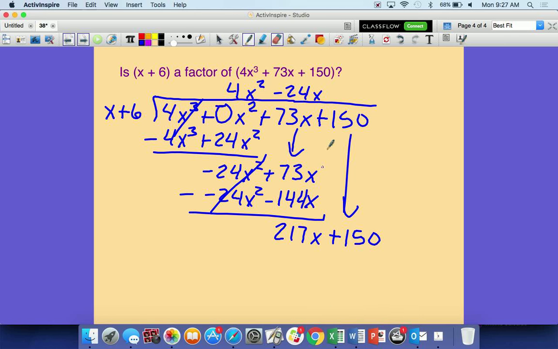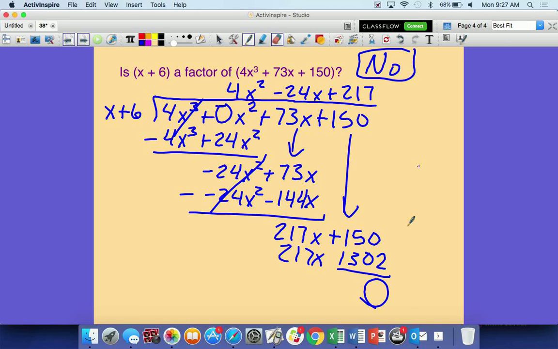X goes into that 217 times. 217 times x is 217x. 217 times 6 is not going to be 150. It's, what is that? 2031. Okay, so we're not going to get a 0 down here. Alright, we would get something much larger than that. So is x plus 6 a factor of this?